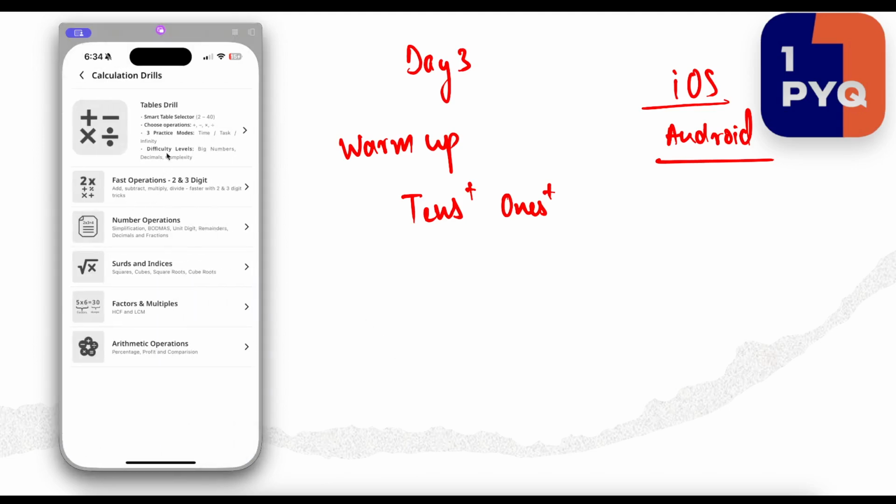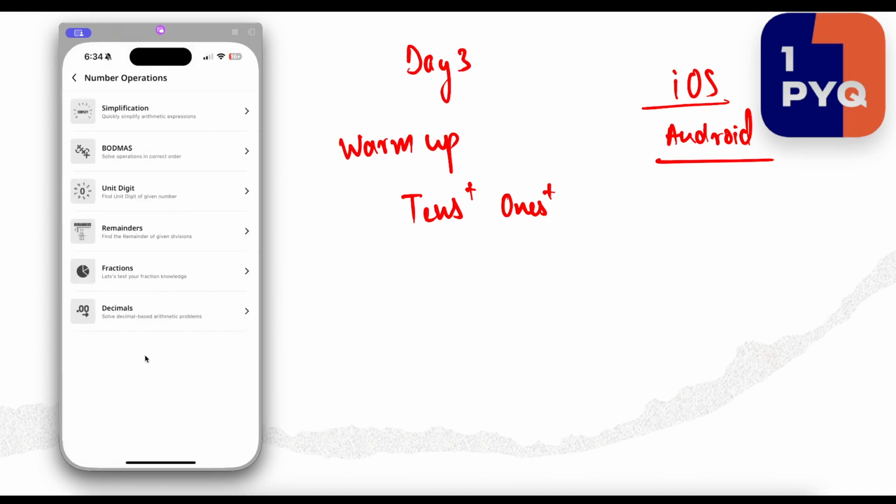So now let's do a little bit of number operations. We haven't gone here yet.